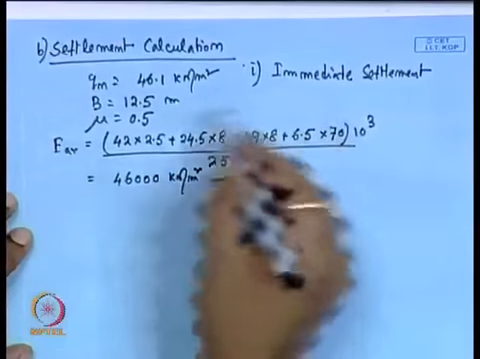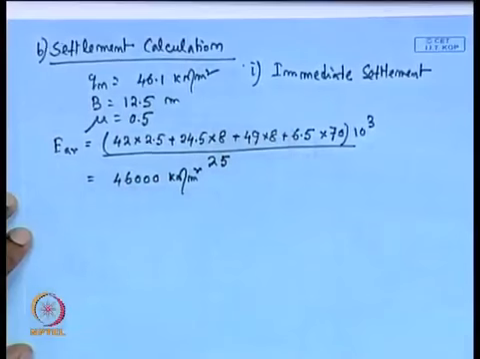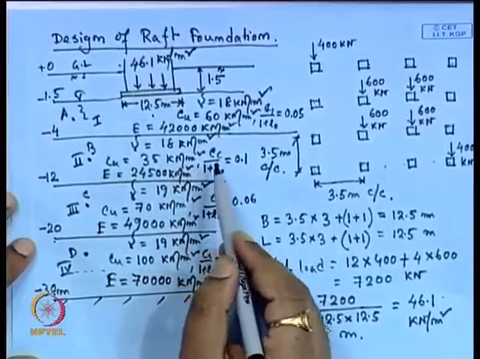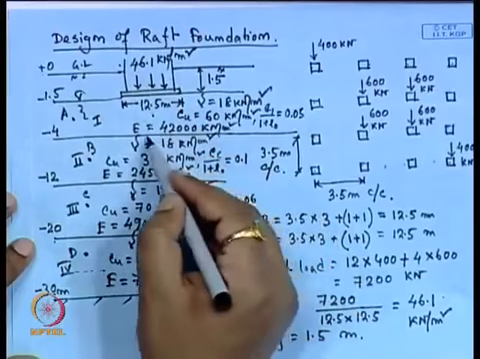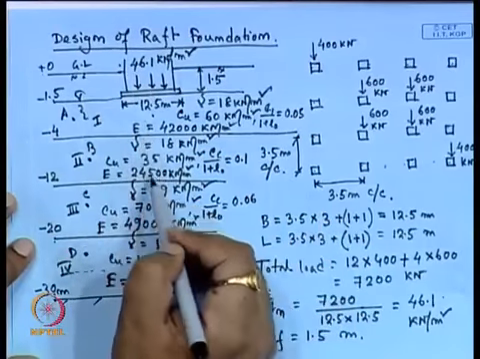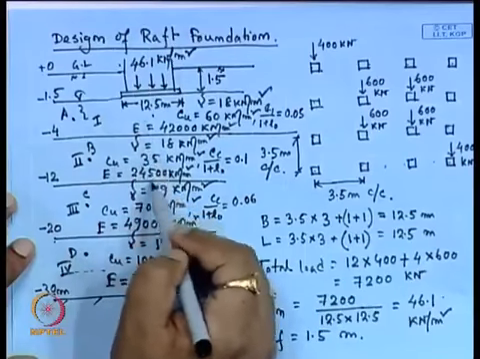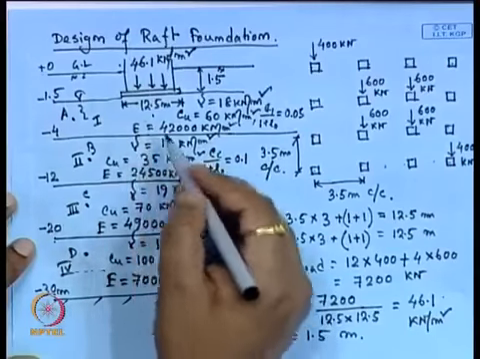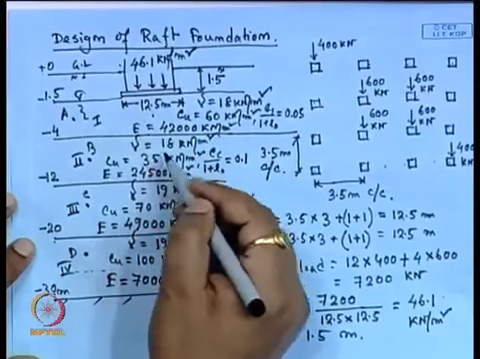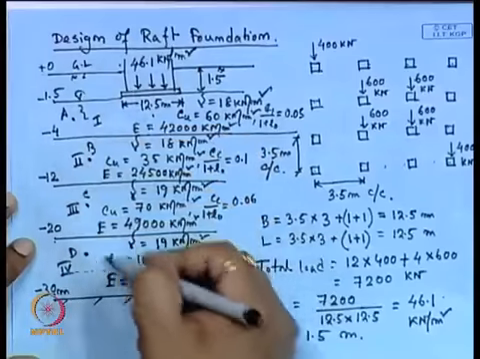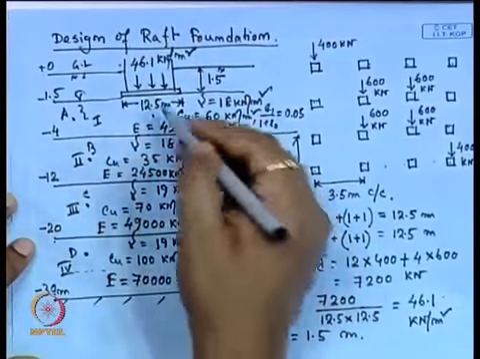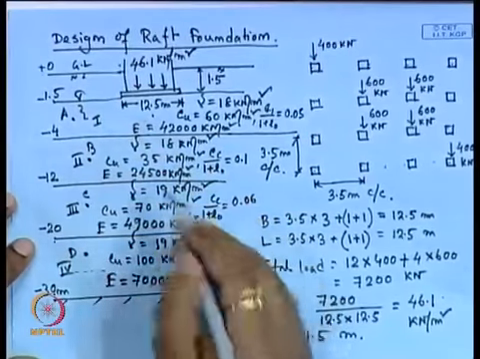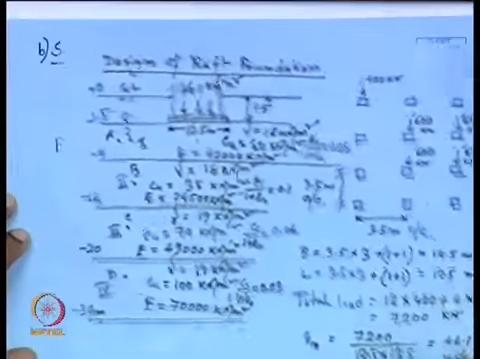Here we are taking the weighted average, because we can see in the previous case the influence zone is 12.5 meter, and among this 12.5 meter the Cu value of 35 kilonewton per meter square has a thickness of almost 8 meter. So most of the influence zone is within this layer, that is why we are taking the minimum value. But here this is up to 25 meters, so all the other thicknesses also influence the settlement calculation. That is why we are taking the weighted average value.